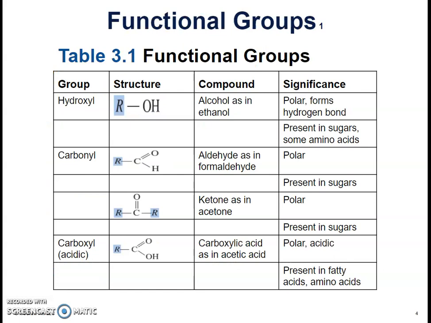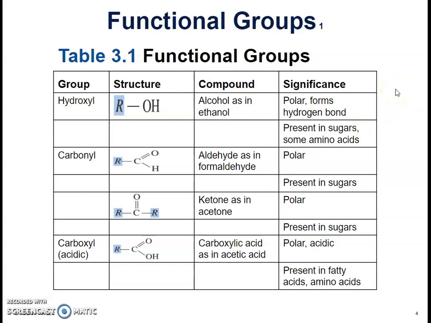Before we dive into the 4 types, we need to understand what macromolecules are, these large biomolecules. Each one of them has functional groups. There are hydroxyl, carbonyl, carboxyl, carboxylic acid. These are just different parts of molecules, and they each have different structures and therefore different functions.